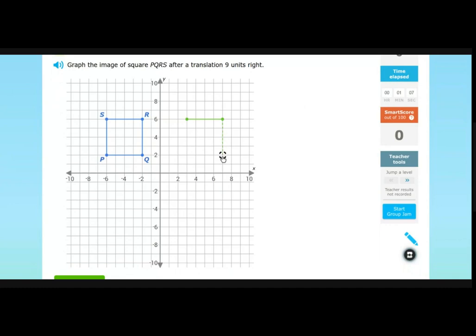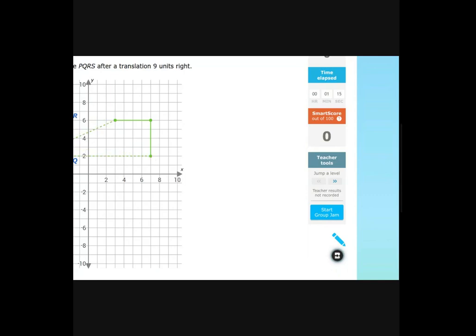Q prime will move 9 points over as well. That will end up at the ordered pair 7, 2. And then point P will move over 9 points as well. P prime will be located at the ordered pair 3, 2.